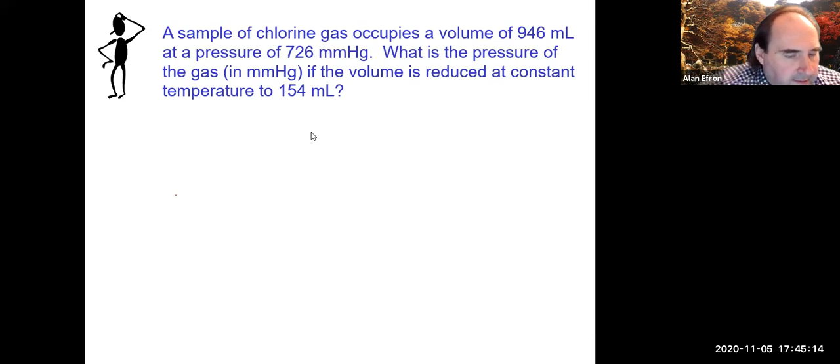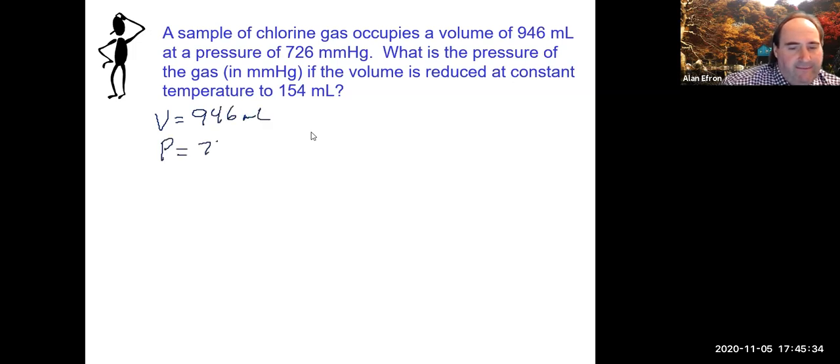Okay, so let's take a look. Although we've only talked about one gas law at this point, a lot of times it's really good to just pull out the information from the problem. It will usually lead you to the right gas law. So we have a volume that's 946 milliliters and a pressure that is 726 millimeters of mercury, and we want to know what the pressure is if the volume ends up at 154 milliliters.